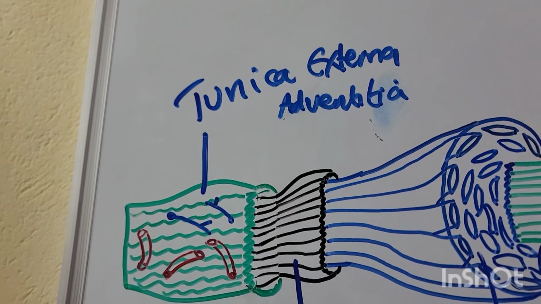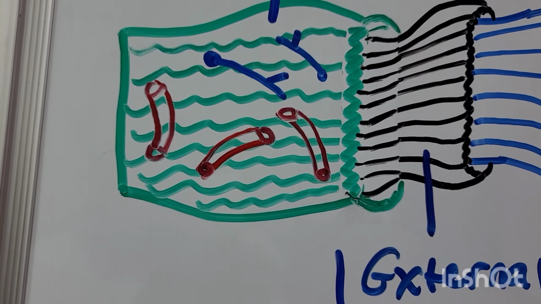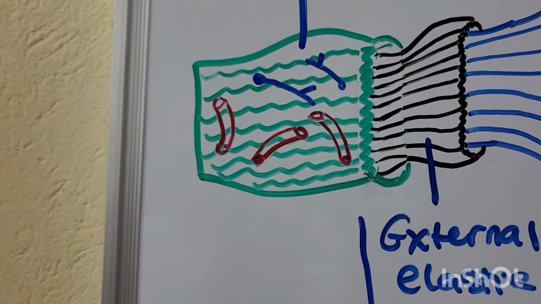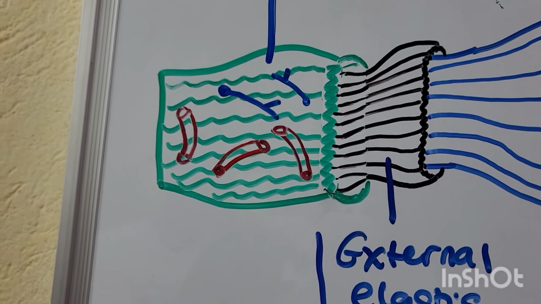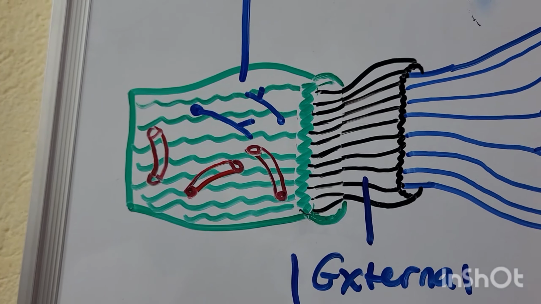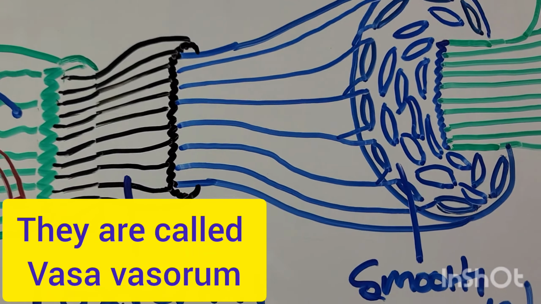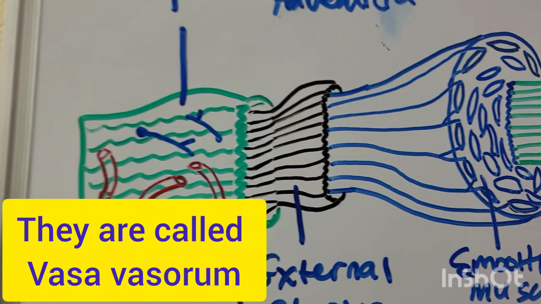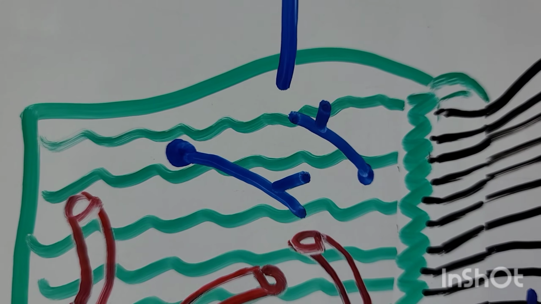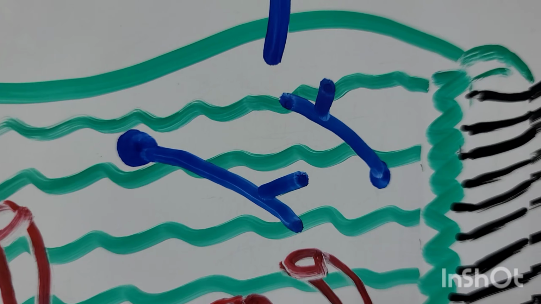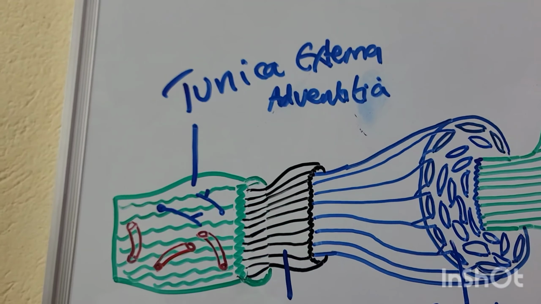What is very interesting about this outermost layer is that it has tiny blood vessels supplying it with oxygen and other nutrients. These arteries supply blood to all of the tunica externa, and they can even move ahead and supply the outer parts of the smooth muscle, which is the tunica media. Besides that, the tunica externa also has some nerves. These nerves are very important and are part of the tunica externa.